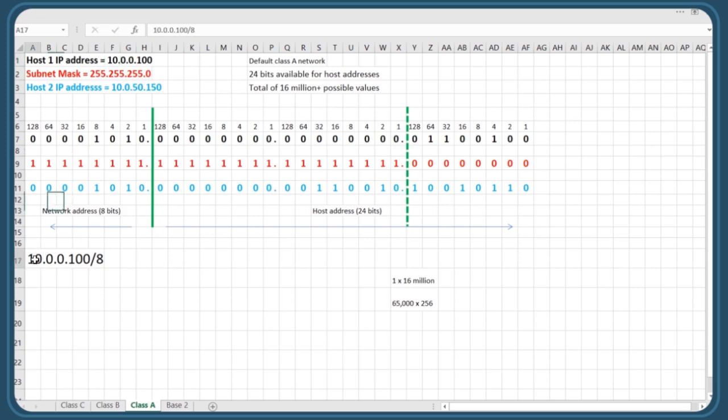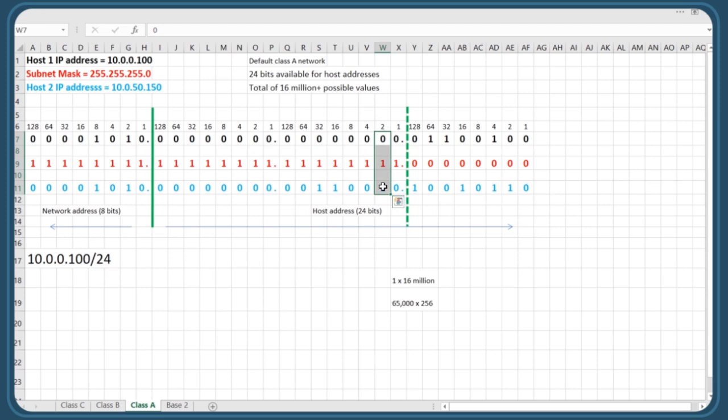So the CIDR also has to change. We no longer have just 8 ones. We have fully 24 ones. So this is /24. And we end up with the same problem in terms of these two hosts no longer being on the same network. And we can see it in several places here. There's one right there. 0 times 1 is 0. 1 times 1 is 1. As soon as any bit value comparison comes out to different answers, you are on different subnets.